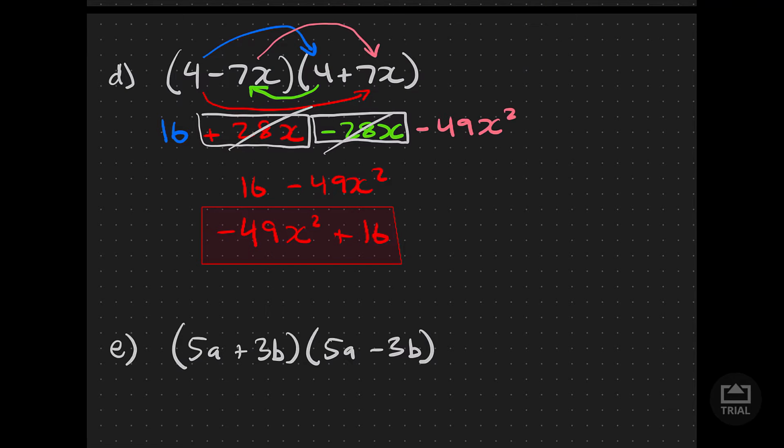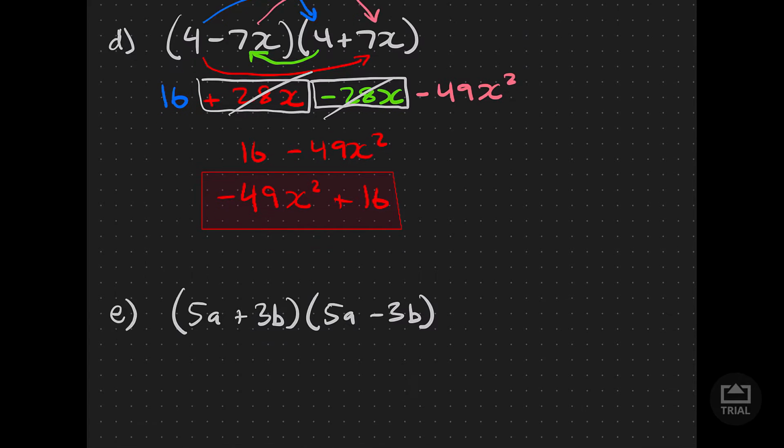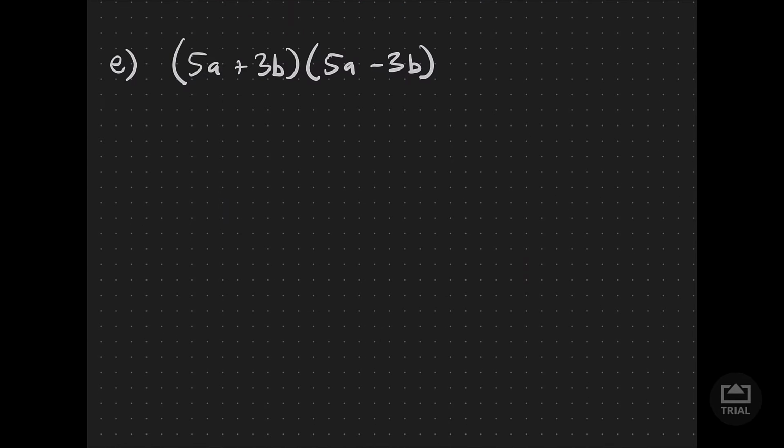Okay, now let's move down to the one that's below. Same thing, just a little bit more complex. We got two variables in there, but I'm still going to do the same thing. I'm going to multiply 5a times 5a in our first position, and that's going to become 25a squared. Then I'm going to multiply the outsides, which is 5a times negative 3b.